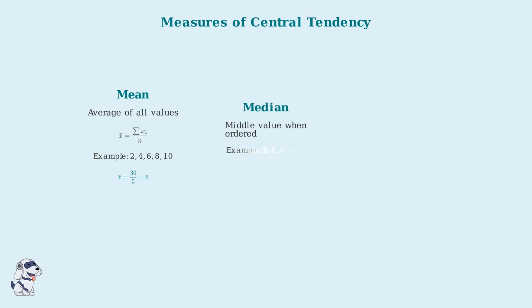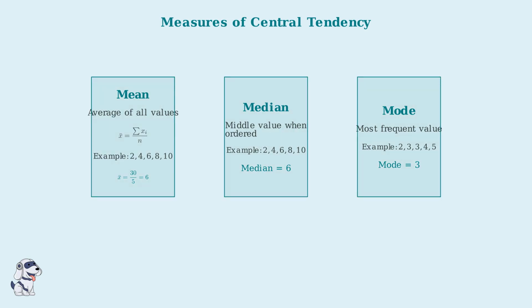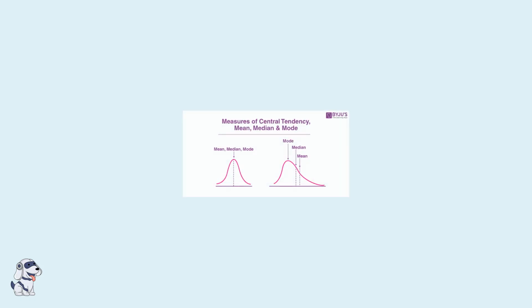The median is the middle value when data is arranged in order. It's less affected by extreme values than the mean. The mode is the value that appears most frequently in the dataset. A dataset can have one mode, multiple modes, or no mode at all. The relationship between mean, median, and mode depends on the shape of the data distribution. In symmetric distributions, all 3 measures coincide, while in skewed distributions they differ.